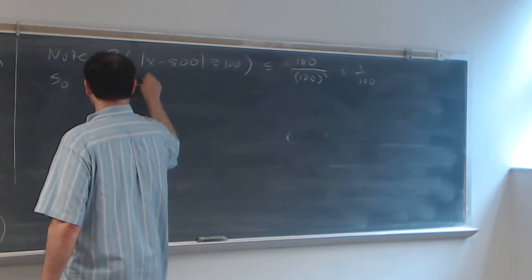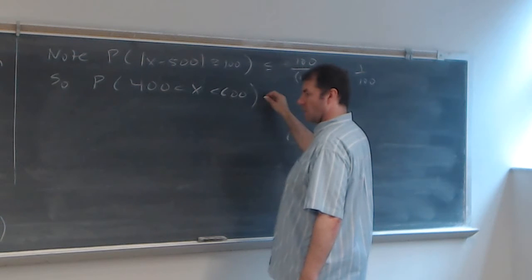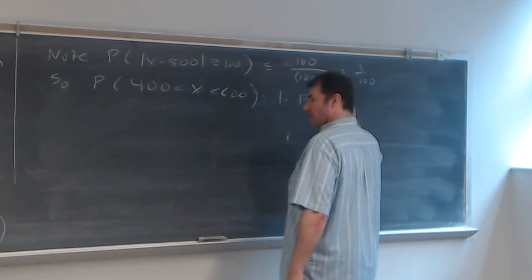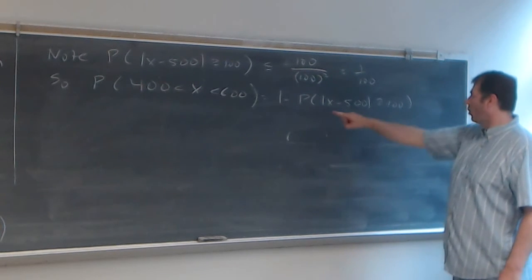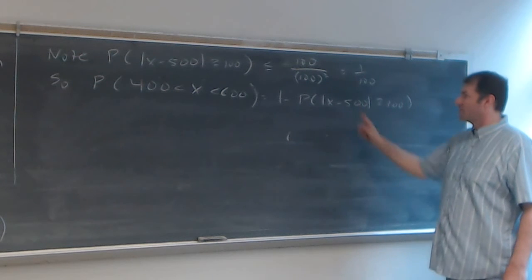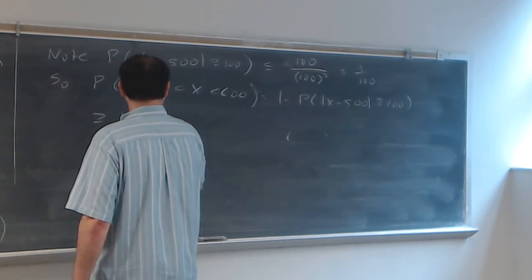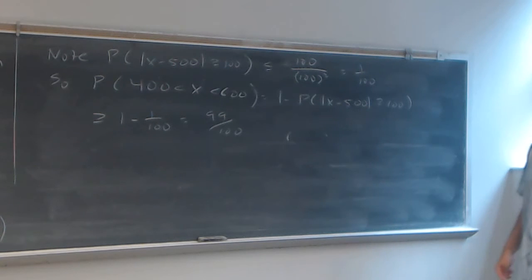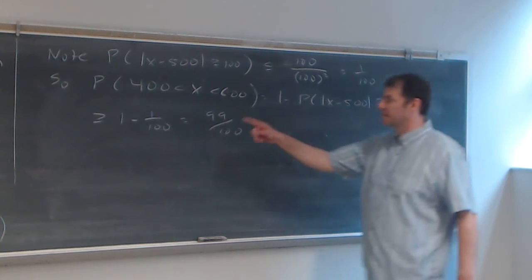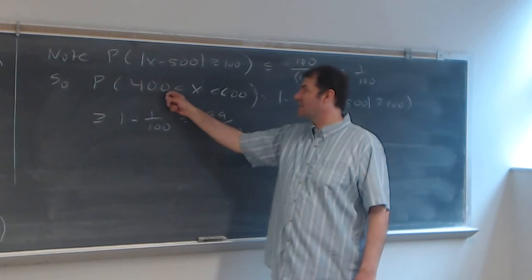Okay, so going back to the original problem, the probability that 400 is less than X is less than 600 is going to be equal to 1 minus the probability of the absolute value of X minus 500 being greater than or equal to 100. Now, what we're taking away from 1 is some number that's less than 1 over 100. So the max we could be taking away is 1 over 100. So this quantity is going to be greater than or equal to 1 minus 1 over 100, which equals 99 over 100. That gives you a good indication that X is likely to be between 400 and 600.